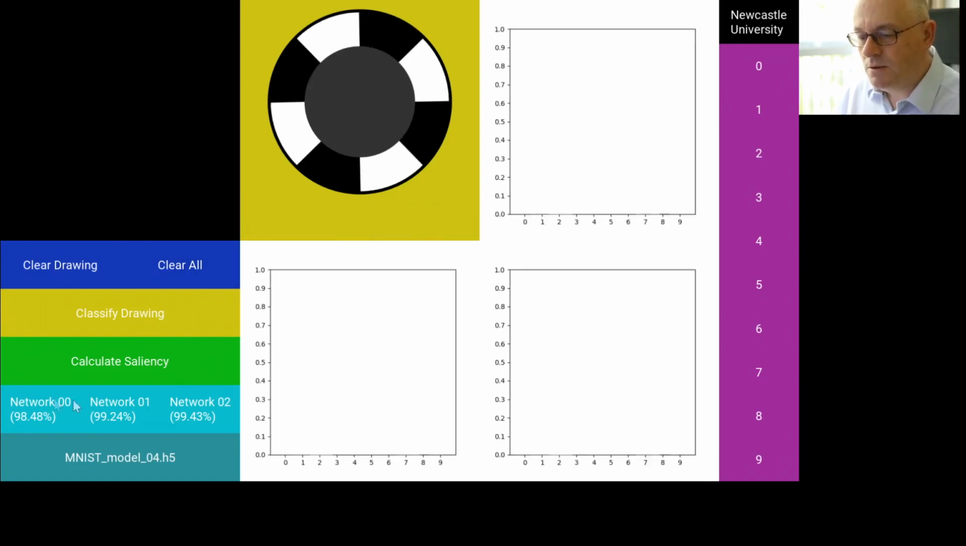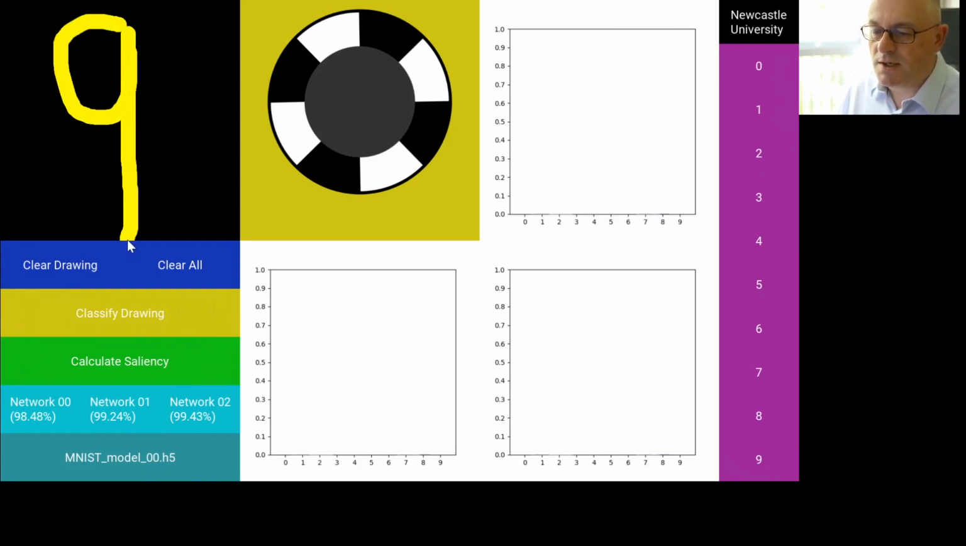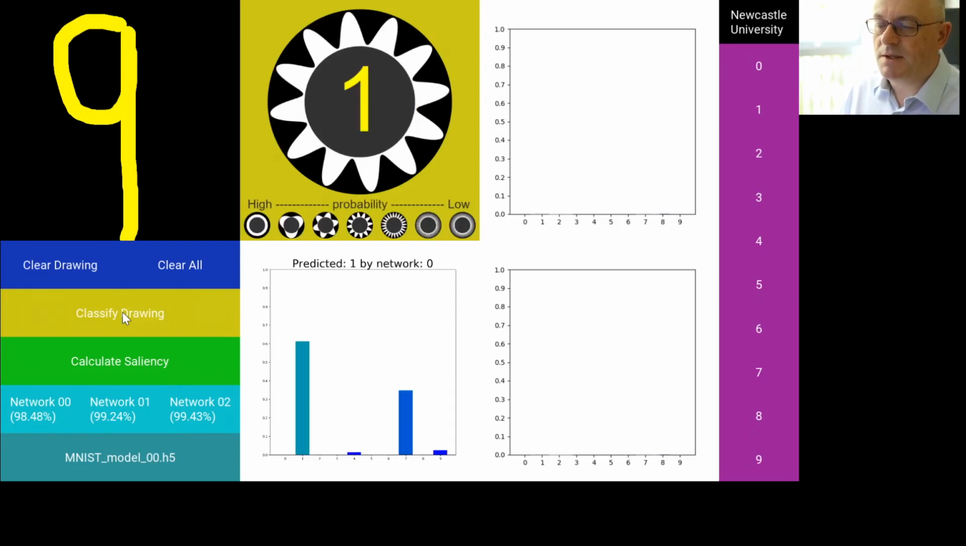Okay, let's clear all. Let's see if we can recognize a 9. Back to network 0, and it's wrong, but in this case it's wrong with high uncertainty. So it's saying, well, okay, I think it might be a 1, but I'm not really that sure. So the probability here is actually one of the lowest down here, on the lower half of the graph. Okay, so that's how that works.